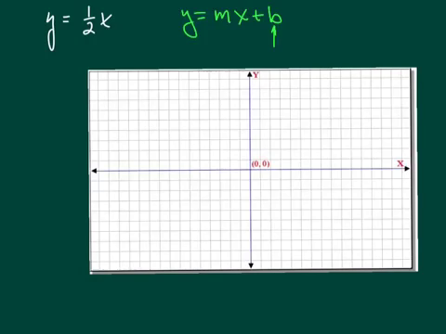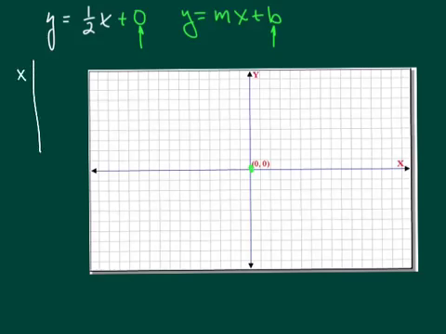There isn't one over here, is there? There's nothing added to that 1/2 x. But if you were to put something, you'd put a 0 there. So that means it crosses the y-axis at 0. Okay, so next thing we're going to do is find some other points. So we can put some x's and y's in there. Let's put 4, because that's a multiple of 2.